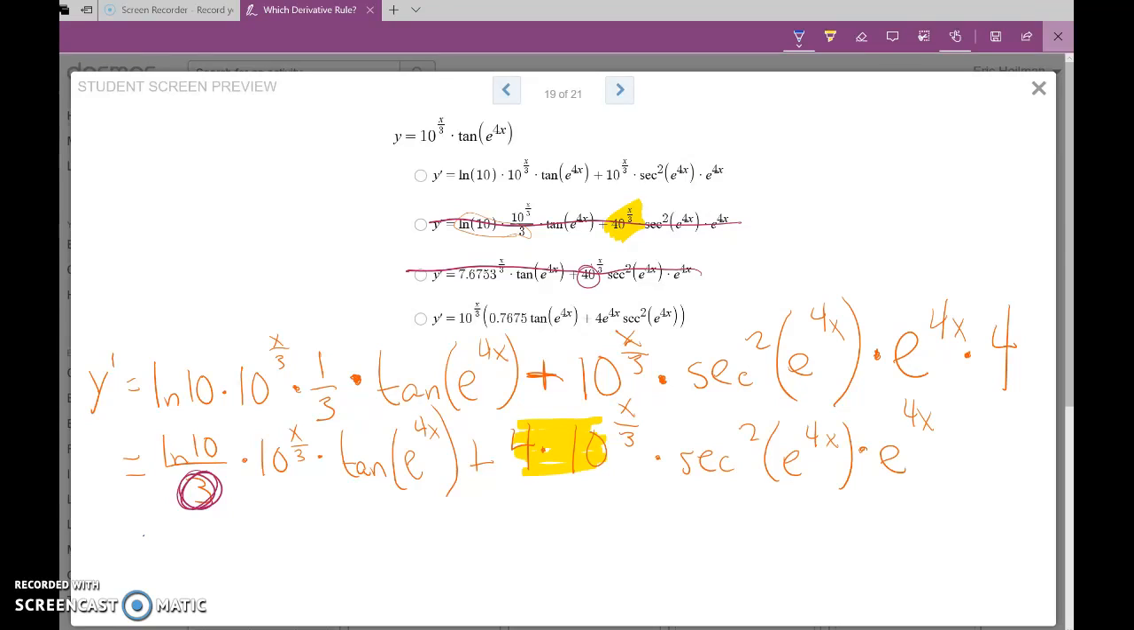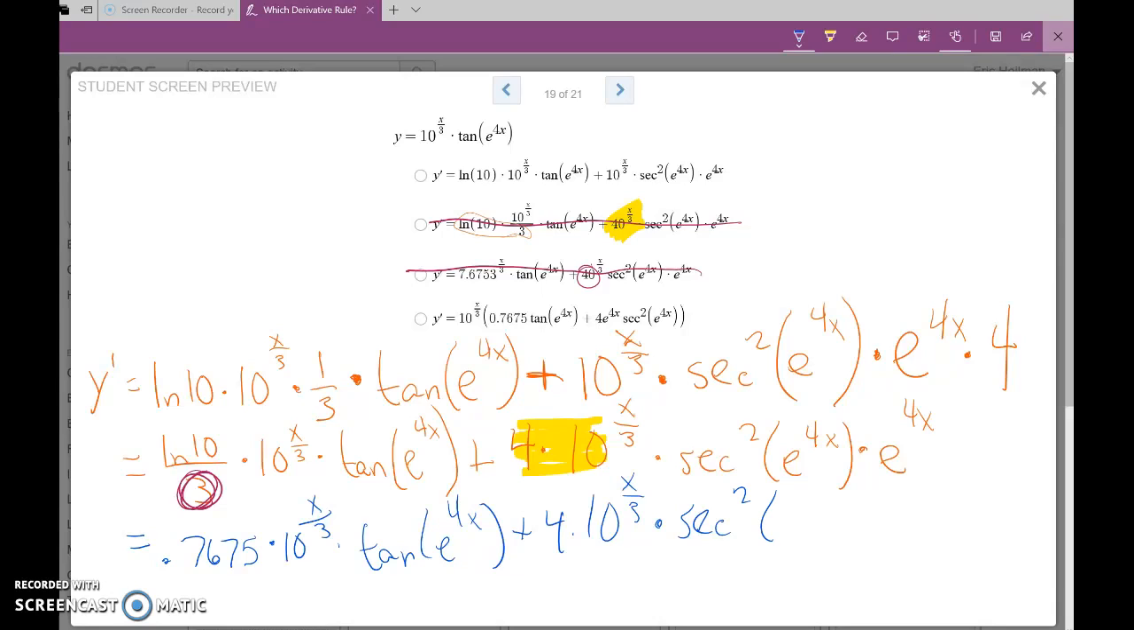Okay, so natural log of 10 over 3 is just a number. And when I put that in my calculator, I do natural log of 10, divide by 3. I do, in fact, get 0.7675. And then I've got 10 to the x over 3 tan of e to the 4x, plus 4 times 10 to the x over 3 times secant squared, yada, yada, yada. All this stuff is still the same.